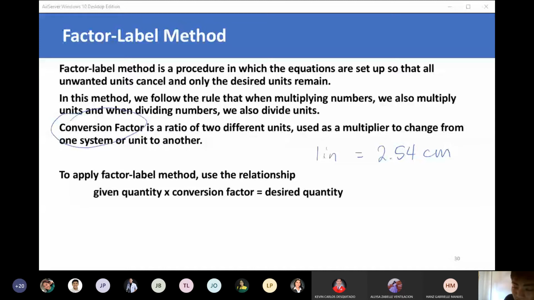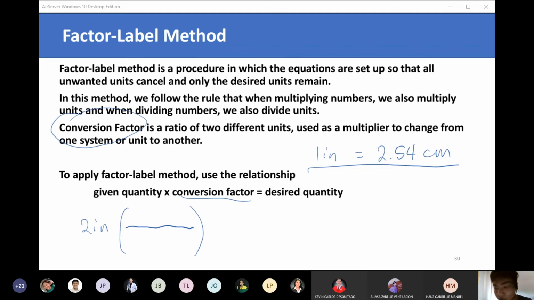Sabi sa problem, we have 2 inches. Diba? So we have 2 inches, and if you want to convert that into centimeter, you have to multiply it with a conversion factor. Okay, instead of writing the conversion factor as an equality, ang gagawin natin is we will treat it as a fraction.